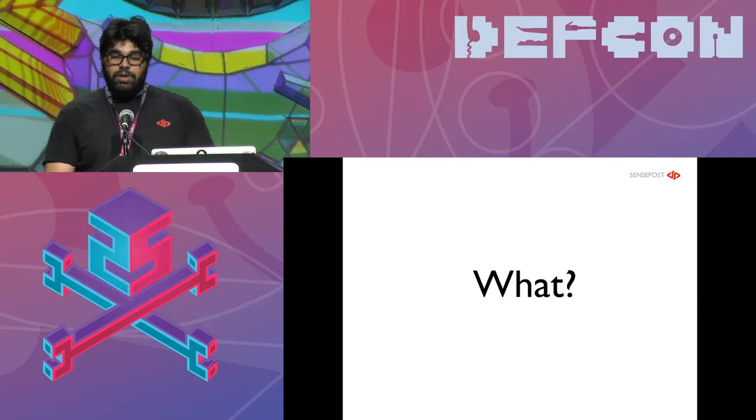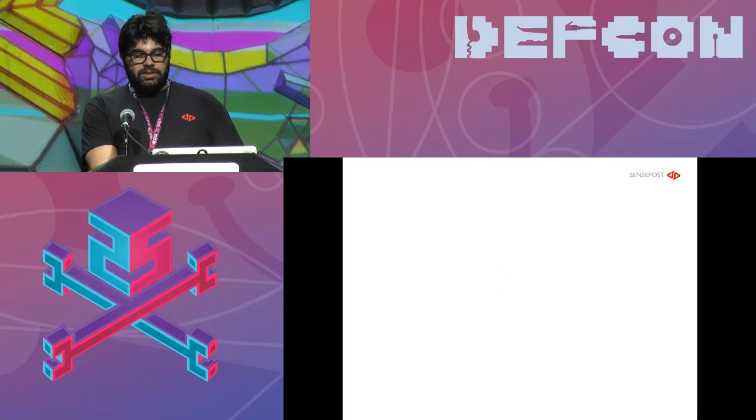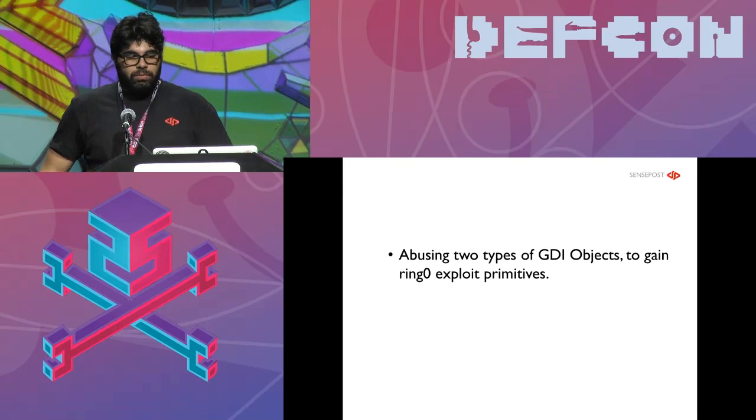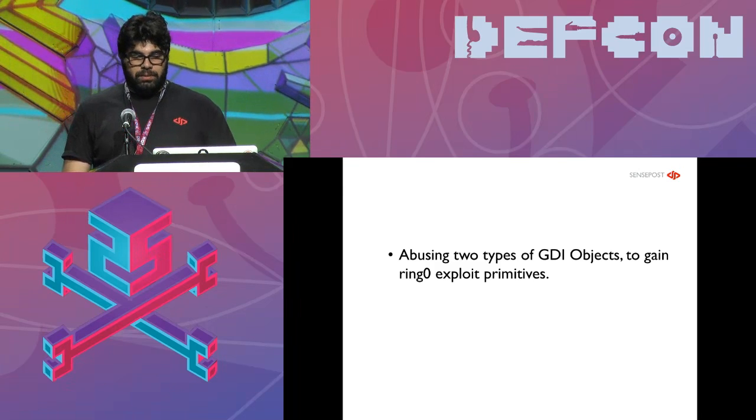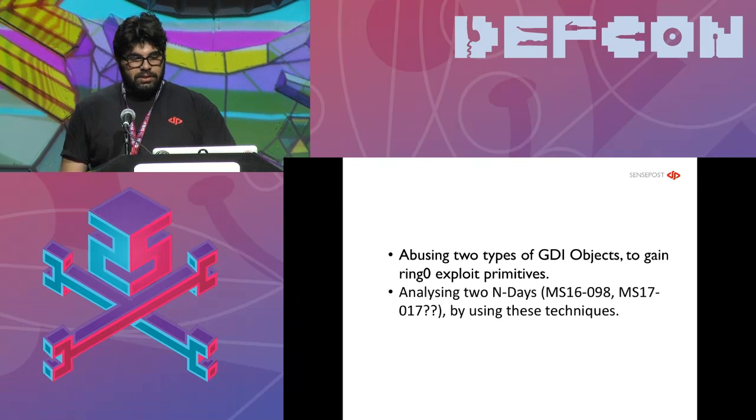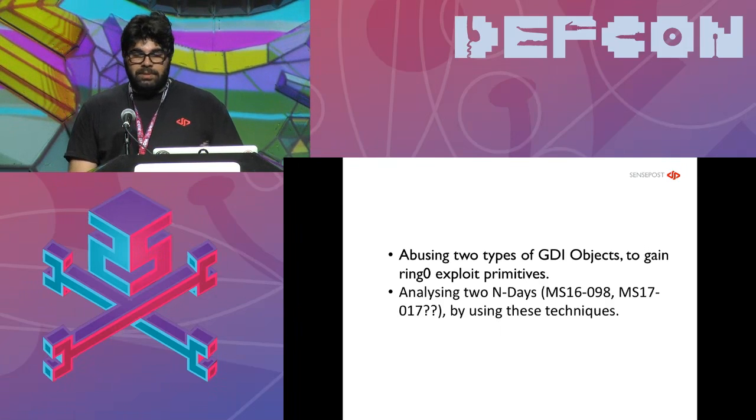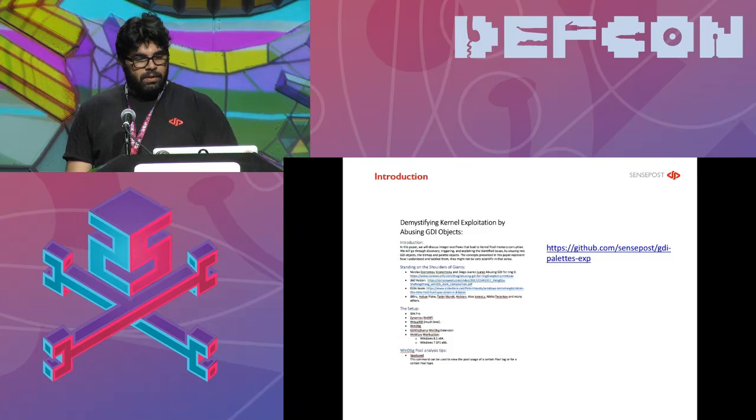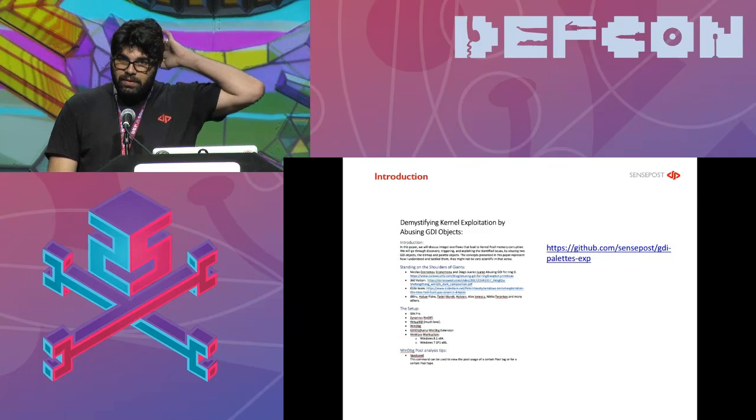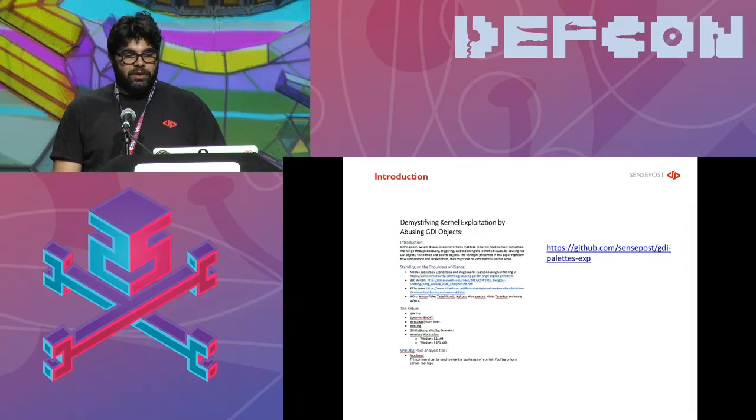So what we will learn through this talk is first, abusing two types of GDI objects to gain ring zero exploit primitives. The next thing is analyzing two one-days, MS16-098 and MS17-017, by using these techniques. Now, the content is pretty complex. I will try to simplify it as much as possible. However, there is a full white paper and the slides and the exploit code and everything that is up on GitHub at the moment. You can access it on that link.